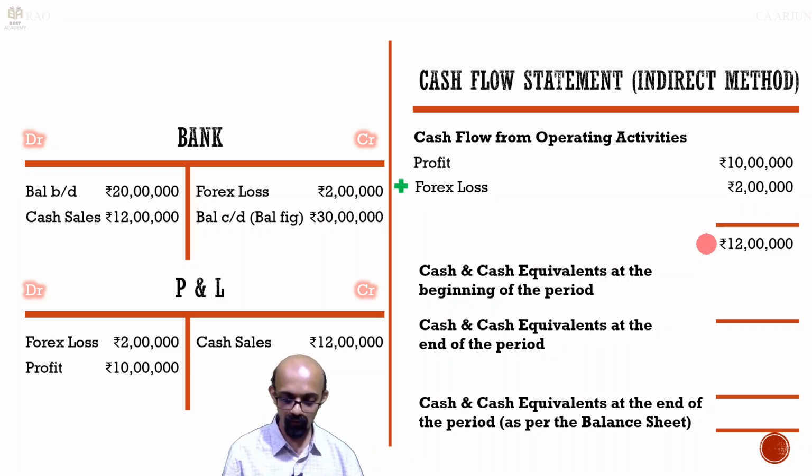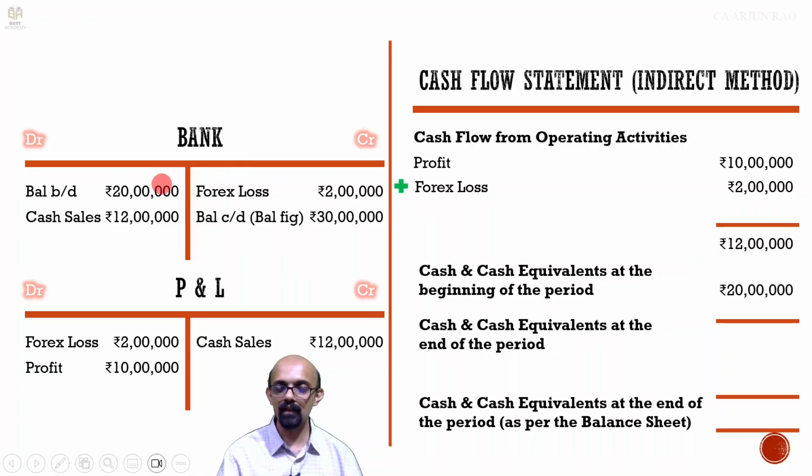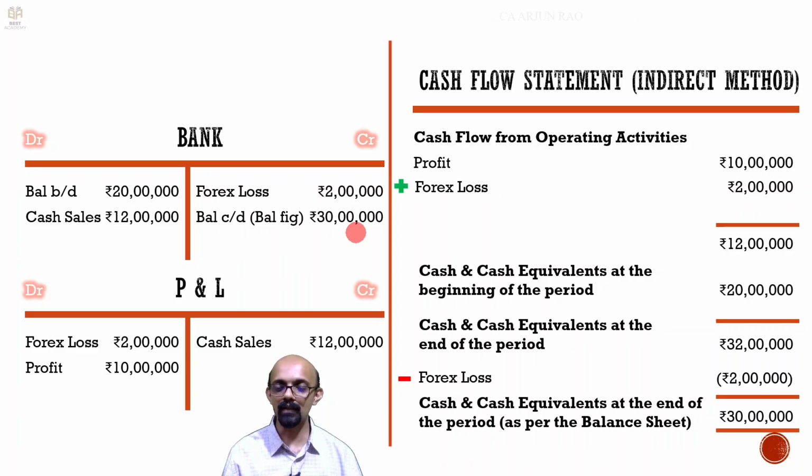When we proceed further, cash and cash equivalents at the beginning of the period is 20 lakhs. What should have been the cash and cash equivalents at the end of the period? That is 32 lakhs. But cash and cash equivalents as per balance sheet is 30 lakhs. So what we do? We show this forex loss as an item of reconciliation. So minus forex loss 2 lakhs, and that will give us cash and cash equivalents at the end of the period as per the balance sheet.